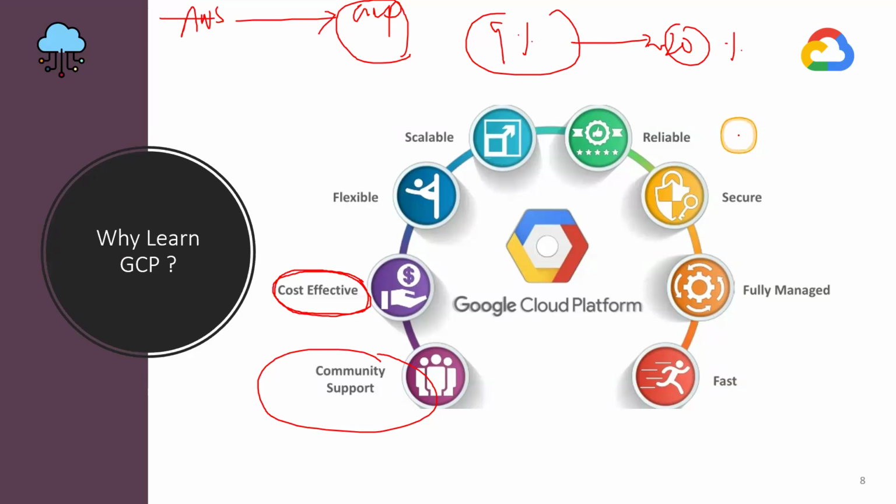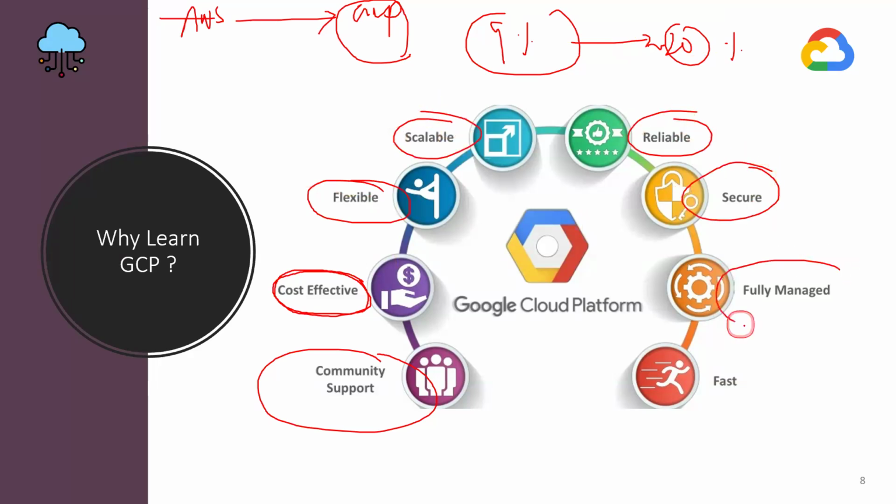It's because of its cost effective nature and reliability. The services are flexible, scalable, reliable, secure, fully managed, fast and easy to access. It is because of these reasons that most companies, whether startup, product based or MNC, started using these cloud platforms. One such cloud platform is Google Cloud Platform.